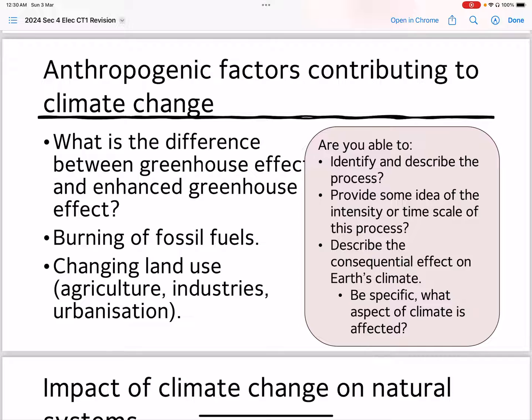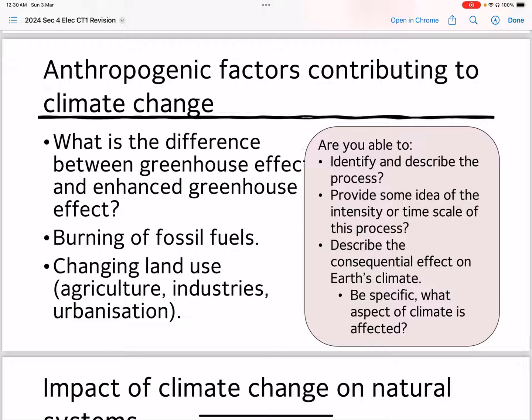How, through the changing of land use, moving towards agriculture, moving towards industries, moving towards urbanization, does this change of land use also consequentially cause or trigger a climate change situation on Earth? Okay, so processes, very important. Are you able to identify and give a brief description of these processes?